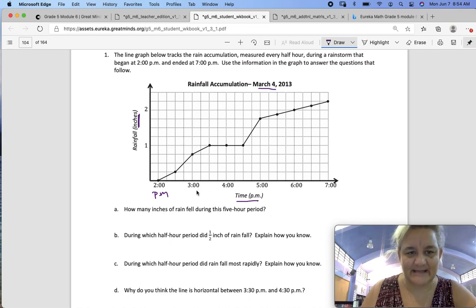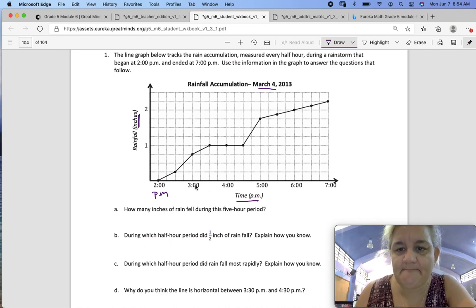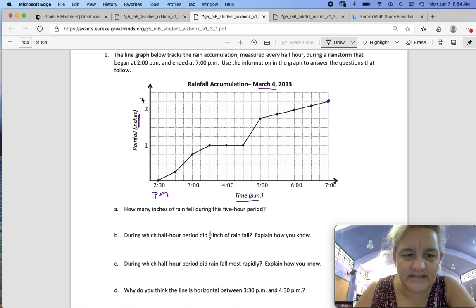So let's see. All right, so this is the accumulation. This is the total at the end. Okay, so right here is the total. So we've got 2 and 1/4, that's 2 1/4 inches.